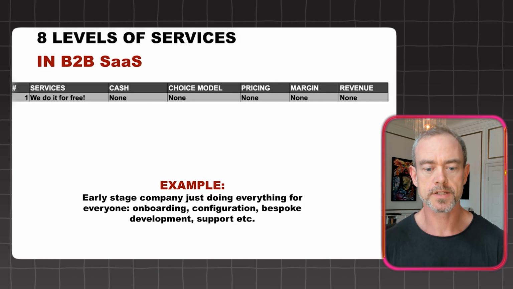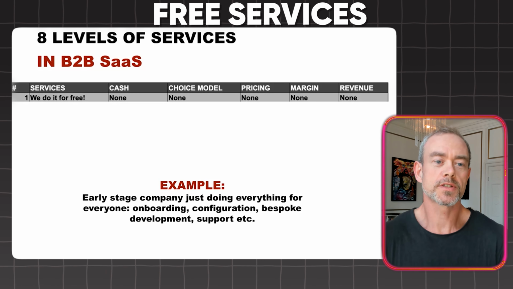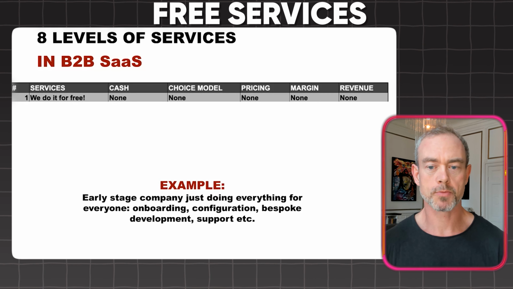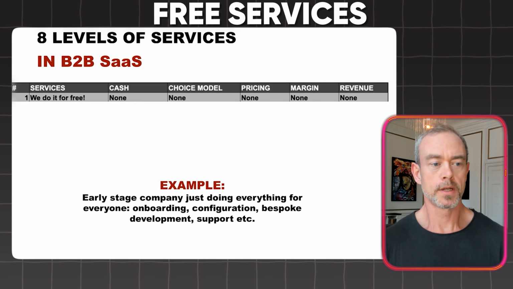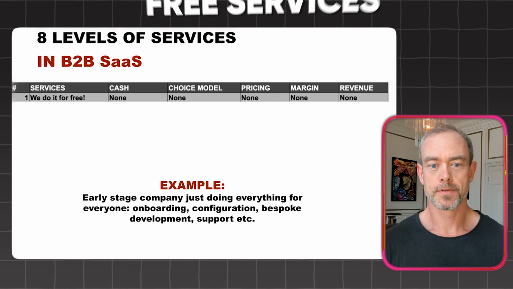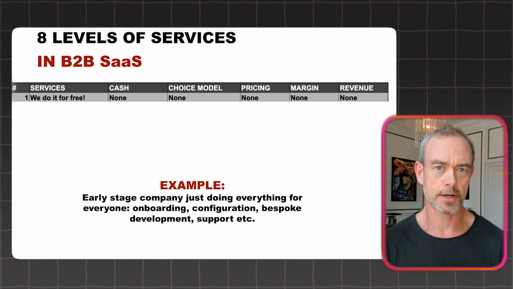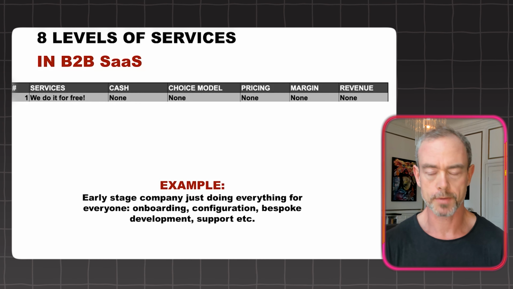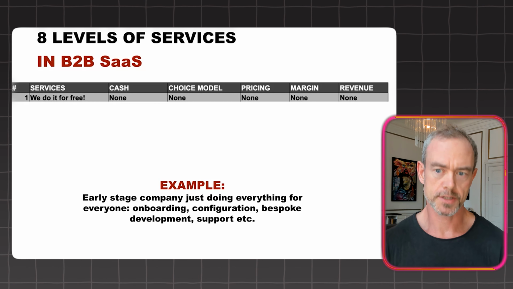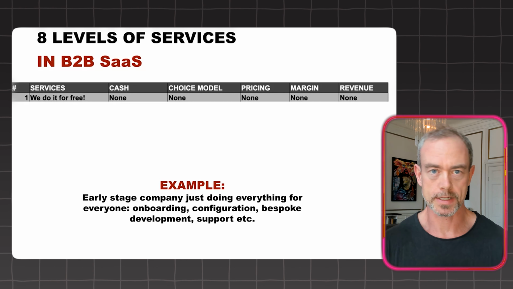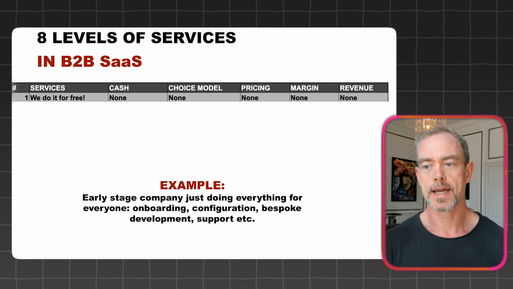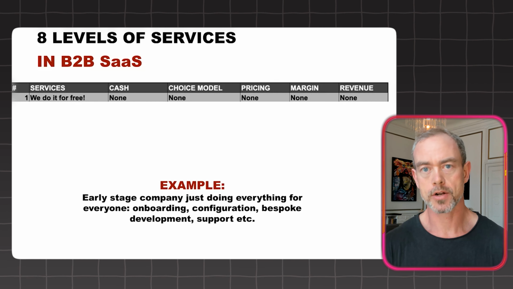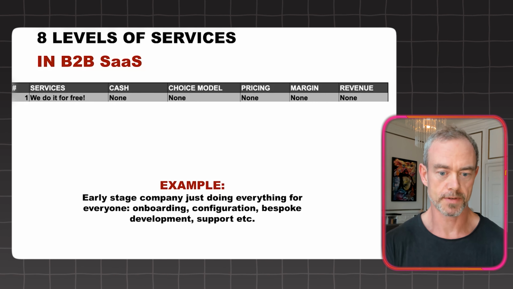Number 1 is free services, right? So this is just things that you do for your customer, but you don't charge them. So there's no cash. It's not a question of whether they're buying it or not because they're getting it for free. So you're just doing it for them. And there's no pricing model because it's free, and hence there's no margin, or let's say the margin is 0%. And there's no revenue model. Like, it's not ad hoc, it's not recurring revenue, it's just not revenue, right?